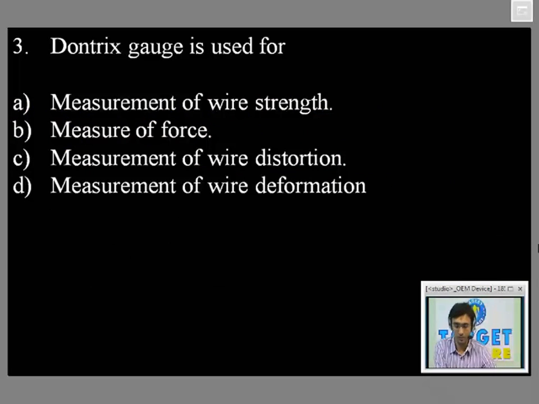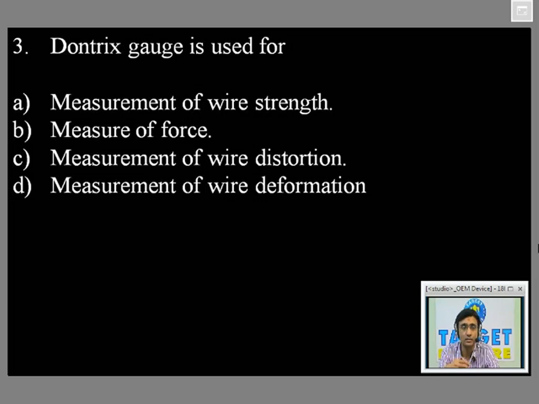We move on to the next question, which is: Dontrix gauge is used for. In orthodontics, we use many accessories like the active components, springs, elastics, elastomeric chains. These have forces when we apply them on the passive components. So you have to measure so as to give the optimum force to the teeth. If it is exceeding optimum force, the treatment or the movement will be delayed.